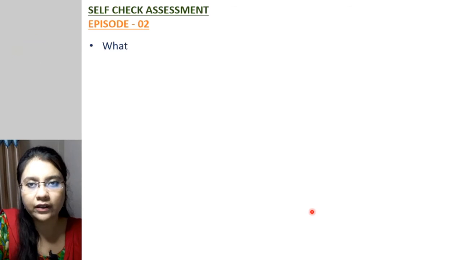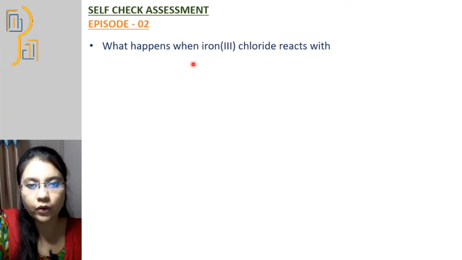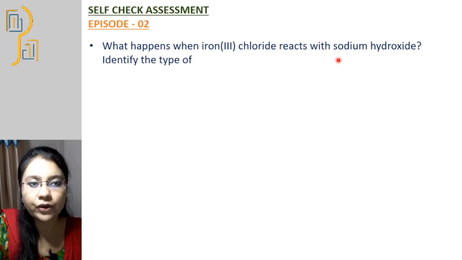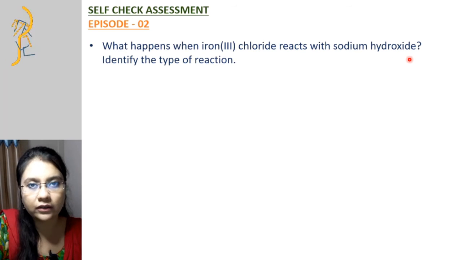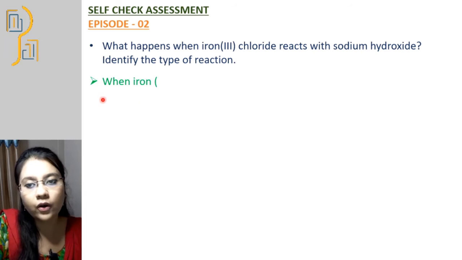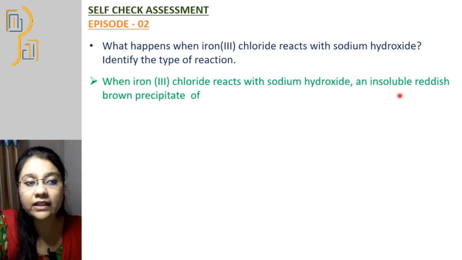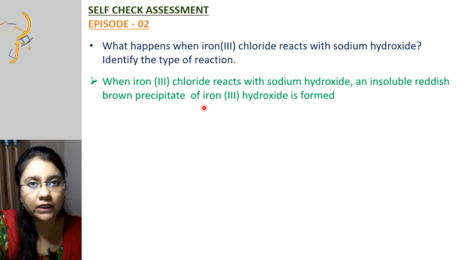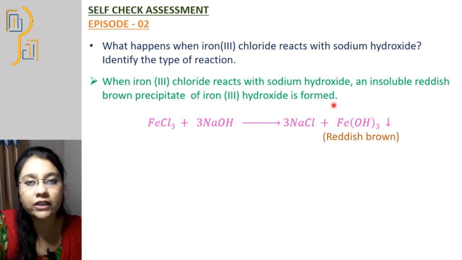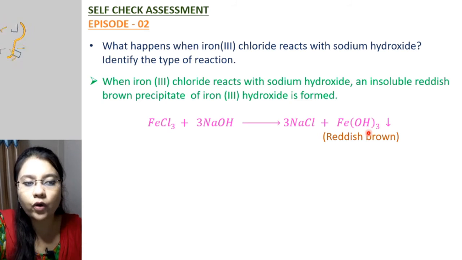The next question is, what happens when iron 3 chloride reacts with sodium hydroxide? Identify the type of reaction. When iron 3 chloride reacts with sodium hydroxide, an insoluble reddish-brown precipitate of iron 3 hydroxide is formed. That is, when FeCl3 reacts with 3NaOH, it forms 3NaCl and Fe(OH)3, which is a reddish-brown precipitate.